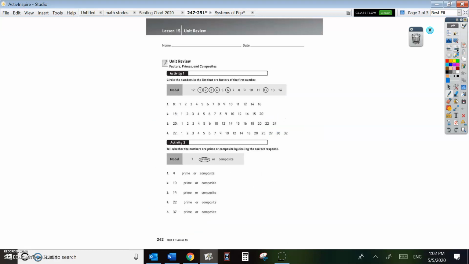Here's our next page where we're going to review factors, primes, and composites. Circle the numbers in the list that are factors of the first number. So if you look at the example, you know that 1 times 12 is 12, 2 times 6 is 12, 3 times 4 is 12. So 8, 1 times 8 is 8. Let's zoom in.